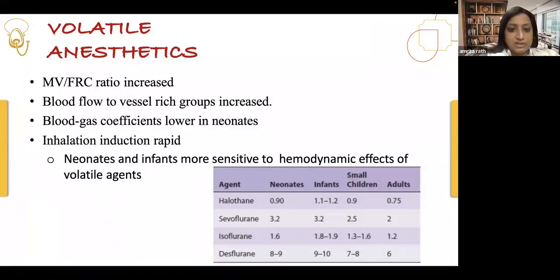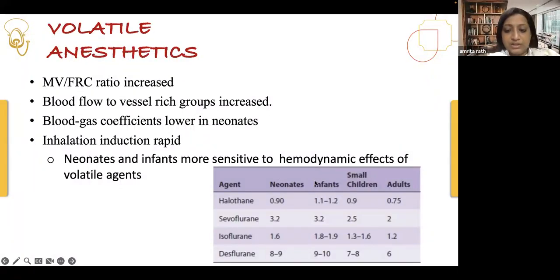The minute ventilation is high. So the MAC is achieved very fast. So they are more sensitive to the hemodynamic effect of the volatile anesthetic. First of all, their FRC is less, but the minute ventilation is high and the blood flow to the vessel-rich group is more. So that is why they quickly achieve the MAC.